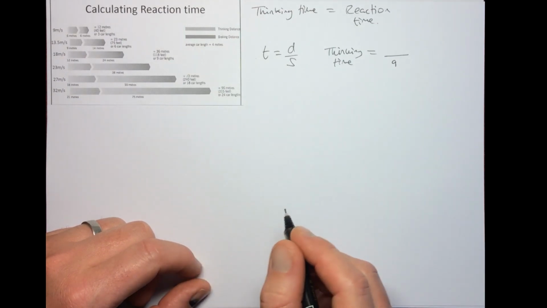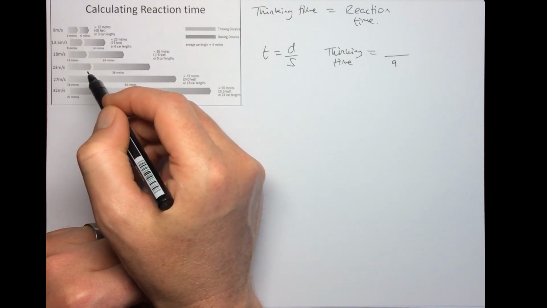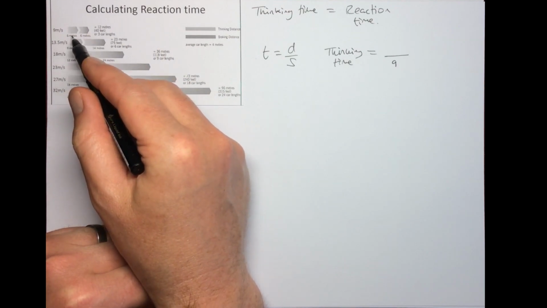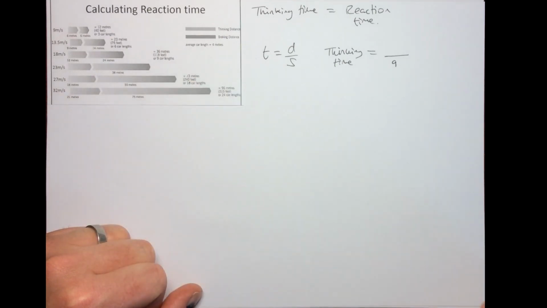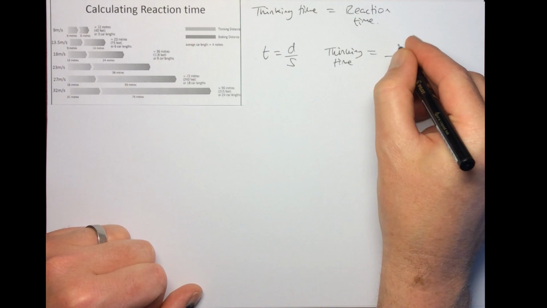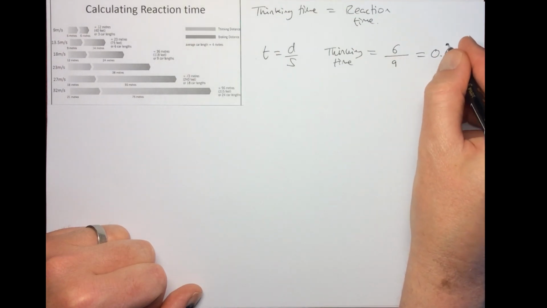But the question is, what distance do you use? There's 3 different distances here, or actually there's only 2 different distances, but you get the idea. There's 6 meters for your thinking distance, 6 meters for your braking distance, and 12 meters for your stopping distance. So which one do you use? Well, we're trying to work out the thinking time. So you need to use the thinking distance, which in this situation is 6. 6 over 9 is obviously going to give you 0.6 recurring.